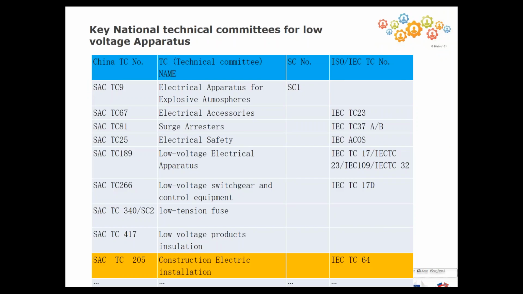And here we list the national technical committees for low voltage apparatus. For example, all the IEC and ISO standards technical committees have their mirrors in SEC. So, for example, SEC TC 67 mirrors IEC TC 23, and SEC TC 81 mirrors IEC TC 37A or B. So for the China electrical installation code, we have SEC TC 205, which mirrors IEC TC 64, and the name of that is construction electrical installation.